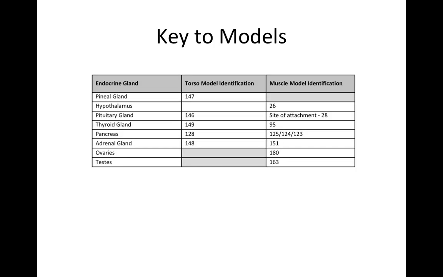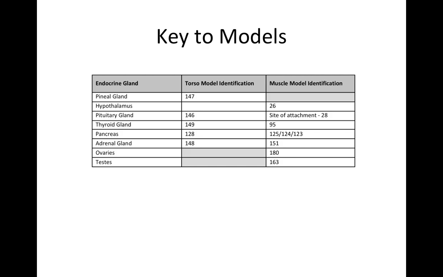You also have a key to the models in your lab manual. Here are the list of the endocrine glands. Here is the number that is shown on the torso model. In this case, you see a blank box that's not grayed out. This means that you can see the hypothalamus in the torso model. It just does not have a number on it. You are still responsible for knowing this structure, even though it has no number.